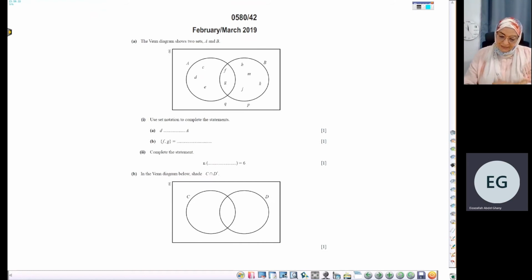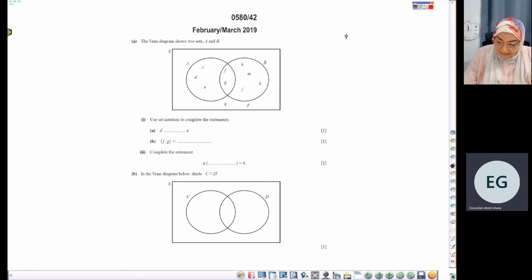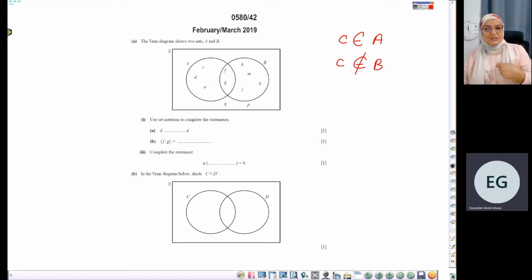The Venn diagram shows two sets A and B. Use set notation. Set notation, what does this mean? Set notation like subset, like intersection, like union, like element. We didn't learn about element and not element. I'll give you here an example. The element C is an element of set A. C is not an element of set B. So when you put a slash, you say not element. In some books, they read it belongs. They say C belongs to set A and C does not belong to set B.